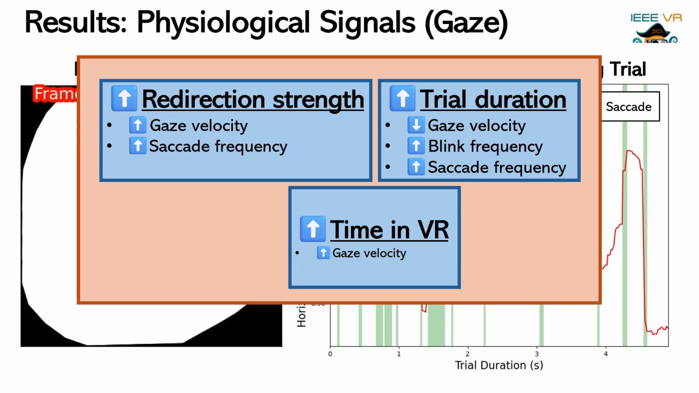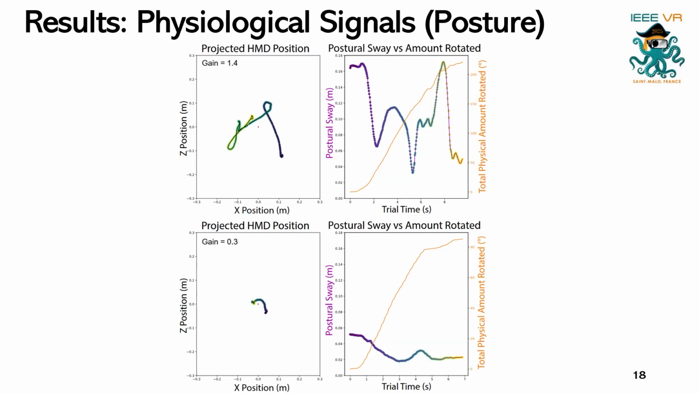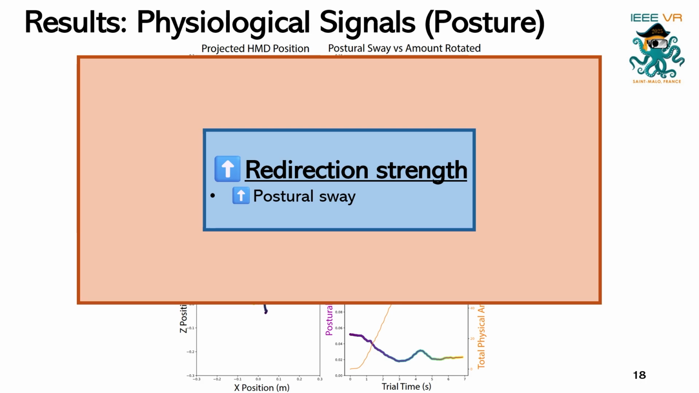There was a significant positive correlation between trial duration and blink and saccade frequency, and a negative correlation between trial duration and gaze velocity. Finally, we found a significant correlation between time spent in VR and average gaze velocity. For HMD pose, we measured the average spread of users' HMD position as a proxy measure of postural stability. We found a significant positive correlation between redirection strength and postural sway, meaning users' posture was more unstable as the redirection strength increased.